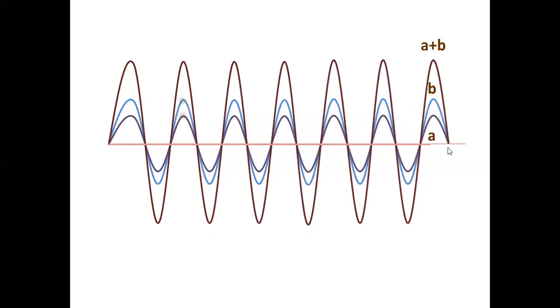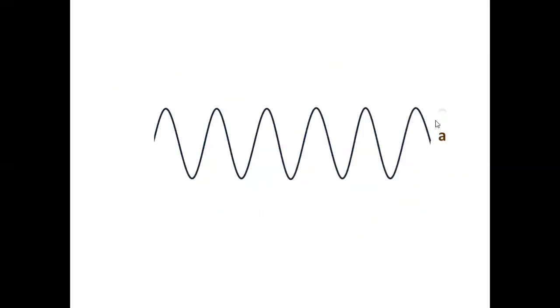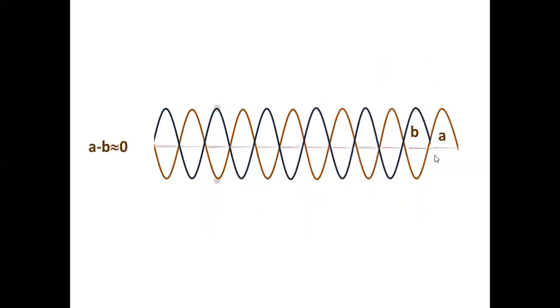Last time their crest and crest were falling together, but now their crest and crest are not falling together. Crest is falling on trough. So what happened now? The amplitudes destroy each other. If the amplitudes are the same, if A and B are almost the same, then the resultant amplitude is 0. Where is the resultant wave? You don't find any wave at all here.